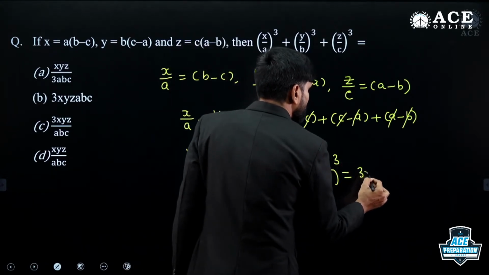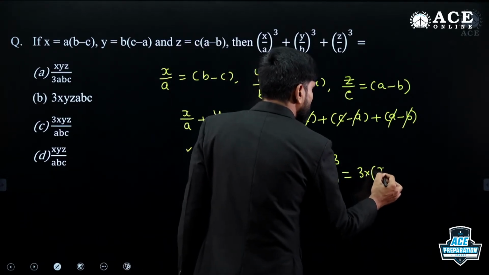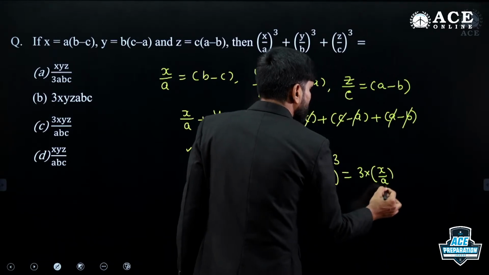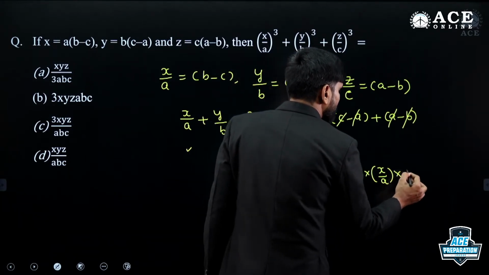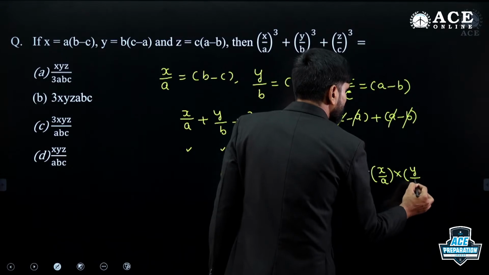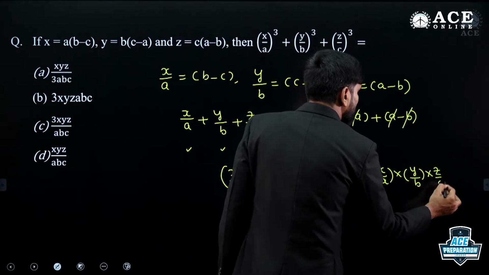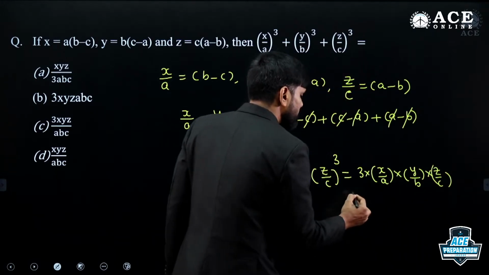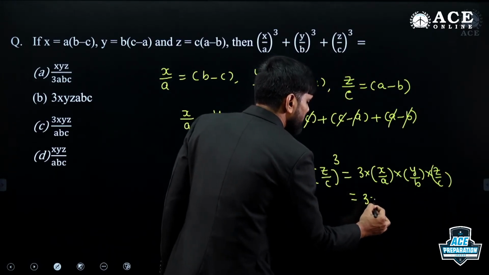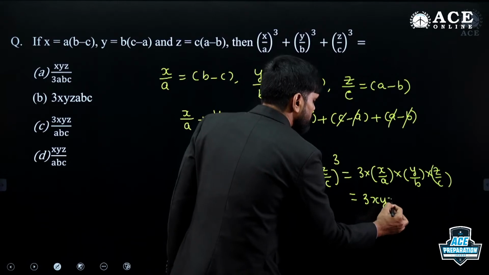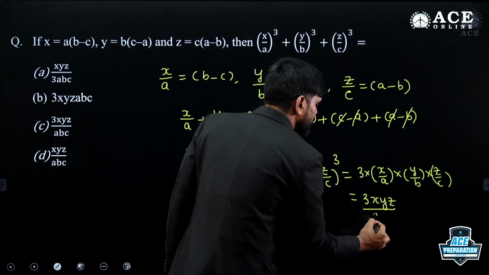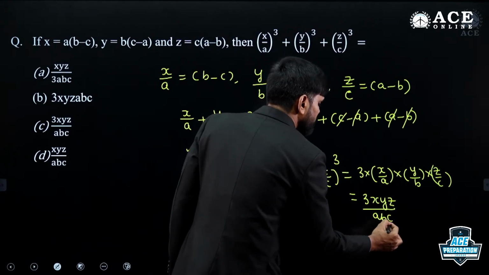3, in place of a I have x by a, in place of b I have y by b, in place of c I have z by c. On simplifying this one, this will give you how much, dear? 3xyz by abc.